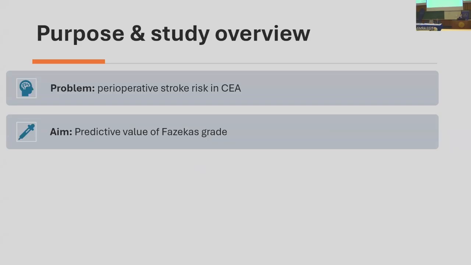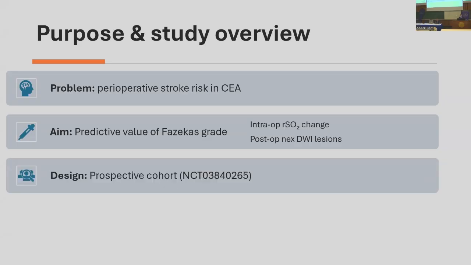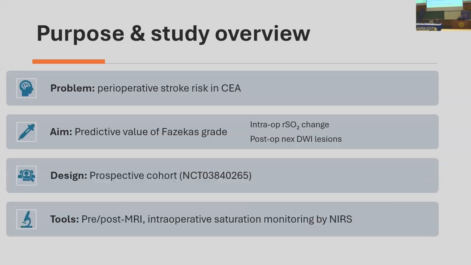So we investigated whether MRI-graded white matter hyperintensities, using the Fazekas grade, can predict intraoperative oxygen desaturation and newly developed ischemic lesions on postoperative diffusion-weighted imaging. We used a prospective cohort study, including patients that had pre- and postoperative MRIs, with intraoperative saturation monitoring by near-infrared spectroscopy.